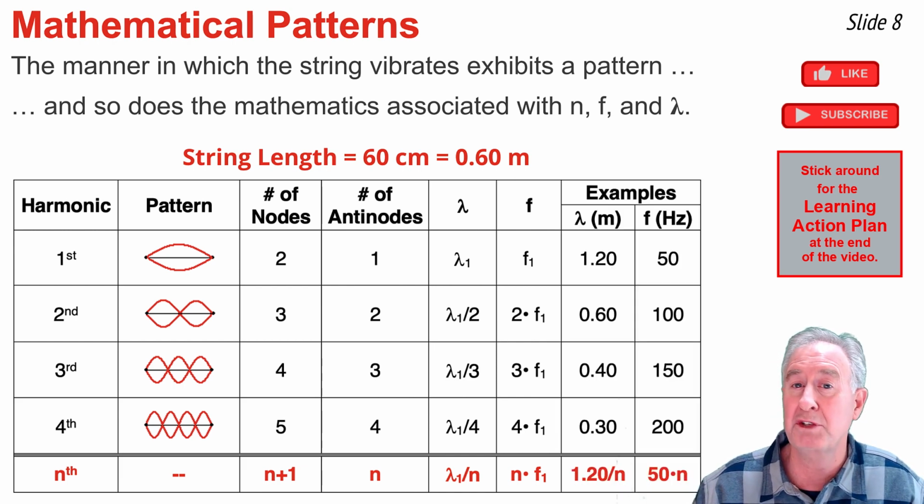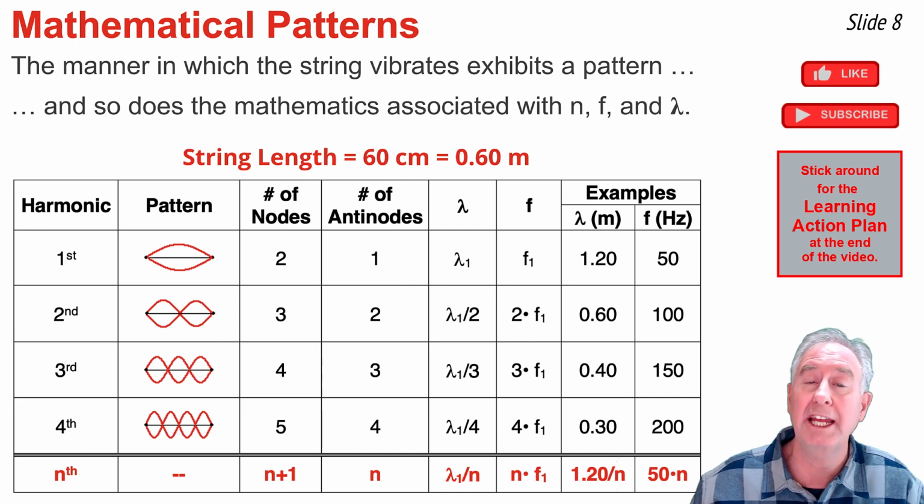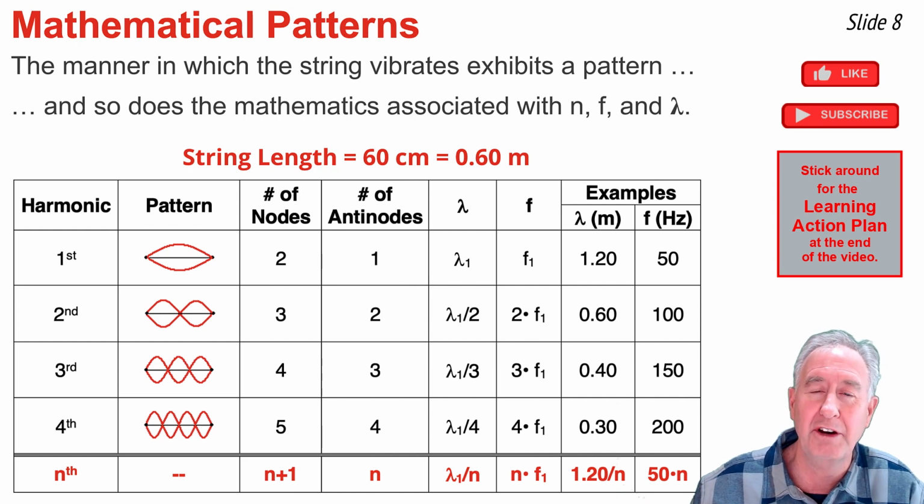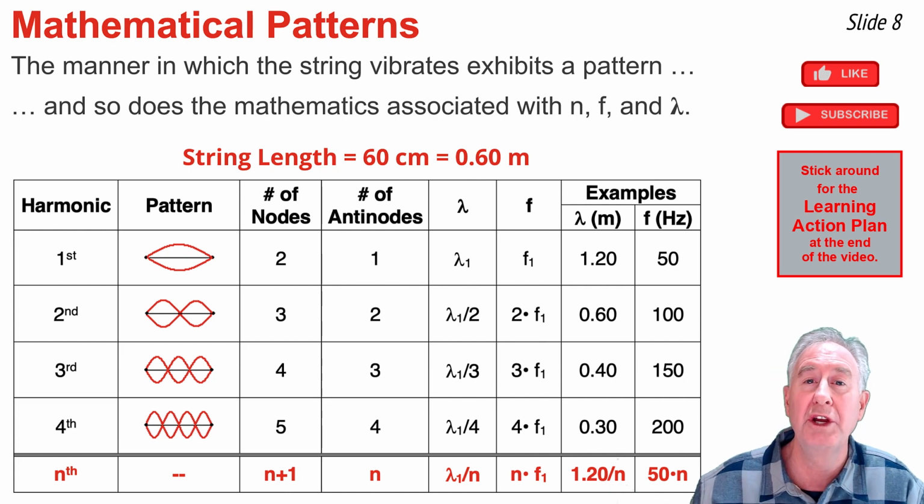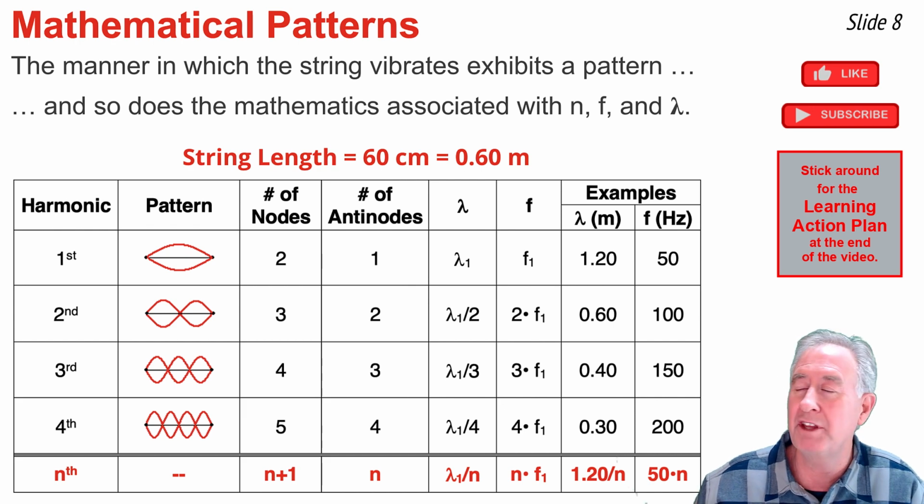First of all, a length of a string that is 0.60 meters or 60 centimeters, and a fundamental or first harmonic frequency of 50 hertz. On the previous slide, we learned that you can calculate the wavelength of the first harmonic by taking 2 times the length of the string, since there's a half of a wavelength within that length of string. And so, for the first harmonic, the wavelength would be 2 times the 0.60 meters, or 1.20 meters. And the wavelength of the second, third, and fourth harmonic is this 1.20 meters divided by 2, by 3, and by 4. And the wavelength of the nth harmonic is 1.20 divided by n.